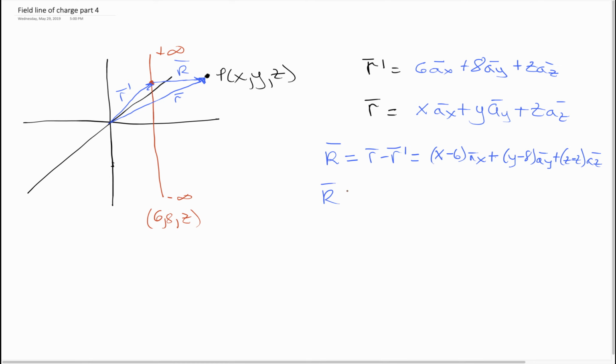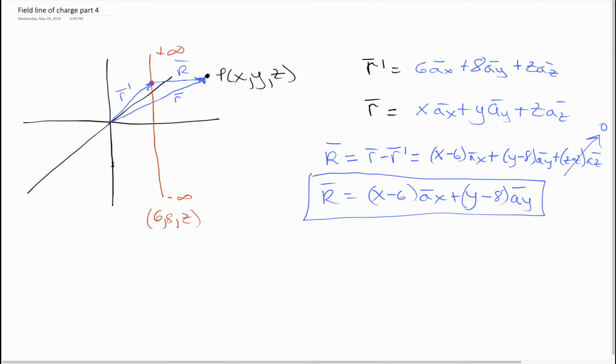So our R is going to be equal to x minus 6 ax plus y minus 8 ay, and this z component is going to go to 0 because it's z minus z. So this is where you get the off-axis r. And I think that's a better explanation than I gave previously.